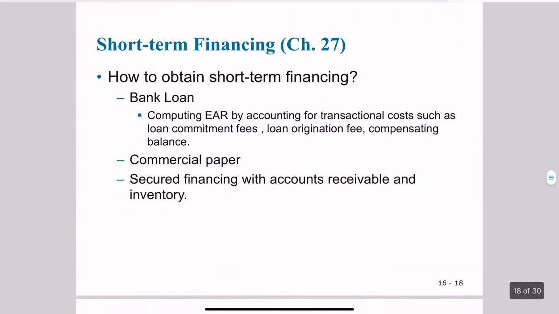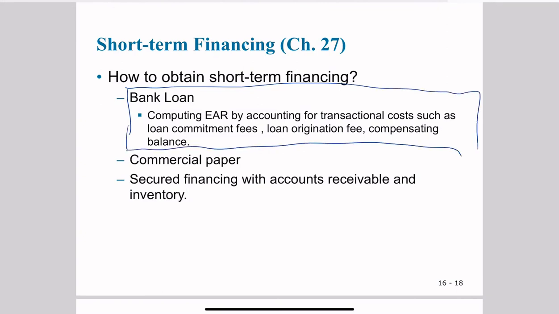Okay, the third topic is about how do we obtain short-term financing. So there are three forms: bank loan, commercial paper, and secured financing with account receivable and inventory. And the main focus here is bank loan, because you can see that we have both homework and lecture notes about calculating your annual rate, your effective annual rate.